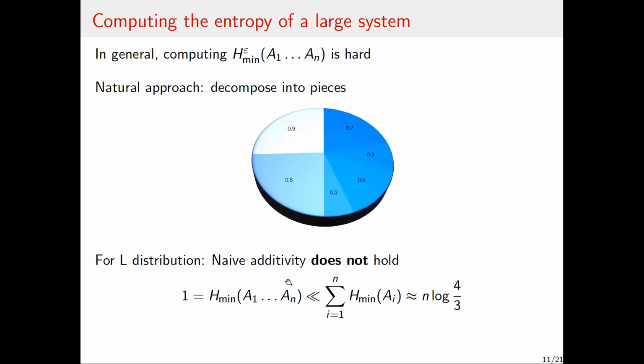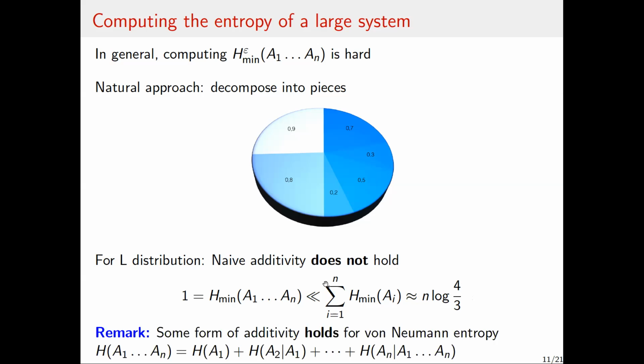For example, for this L distribution I talked about, the min-entropy of the whole A1 to AN is equal to 1, but if you take the marginals A_i, you'll find that each one of them has a non-zero min-entropy. So if you sum over the different i's, this will give you something which is linear in n. And of course, this is very different from the true value of 1. This is what I would call naive additivity. A quick remark is that there is some form of additivity that holds for the von Neumann entropy, sometimes known as the chain rule. But such a thing does not really hold for the min-entropy.